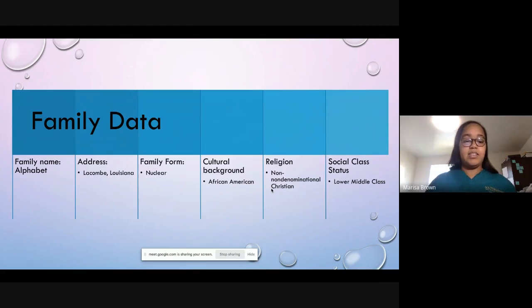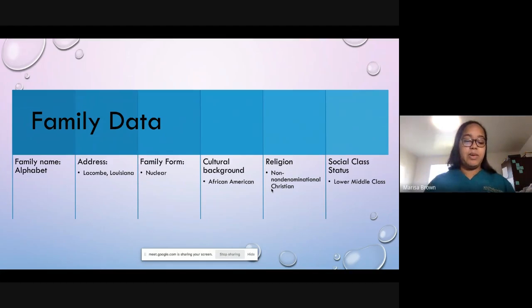Family data. The family name is Alphabet. The address is Lacombe, Louisiana. The family is a nuclear family. Their ethnic background is African American and they all speak English. For religion, they are non-denominational Christians. The family considers themselves low middle class based on their education, income, and the lifestyle that they live.